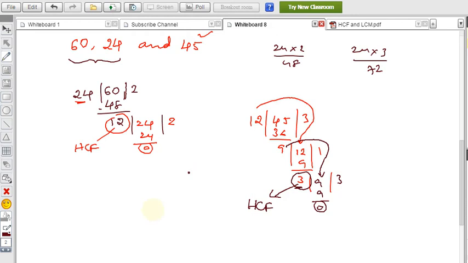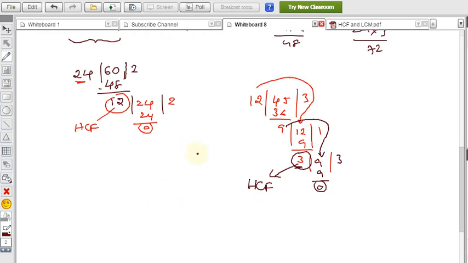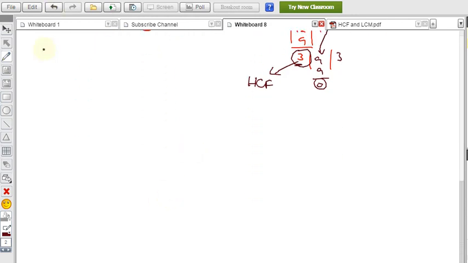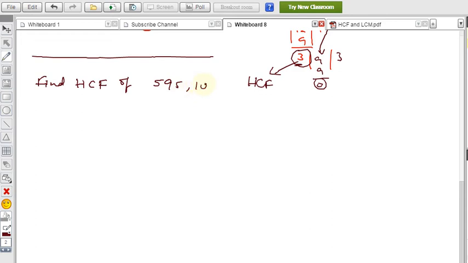Let us take some big numbers. Find the HCF. I will explain the same division method. Find the HCF of 595 and 1071. For these numbers we need to do division.